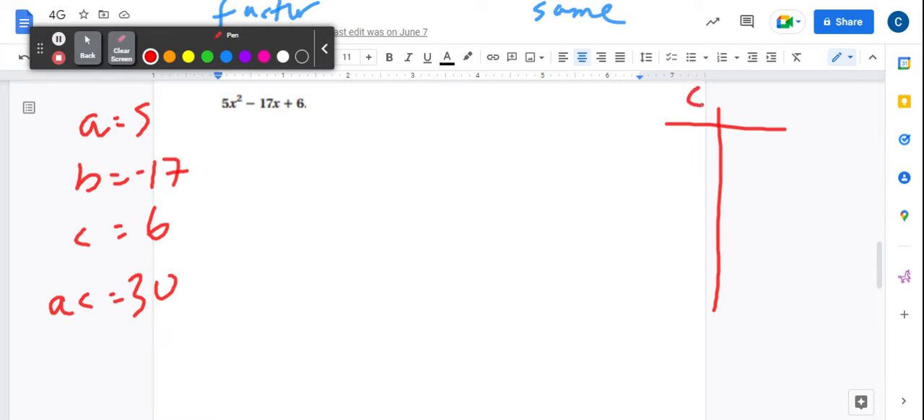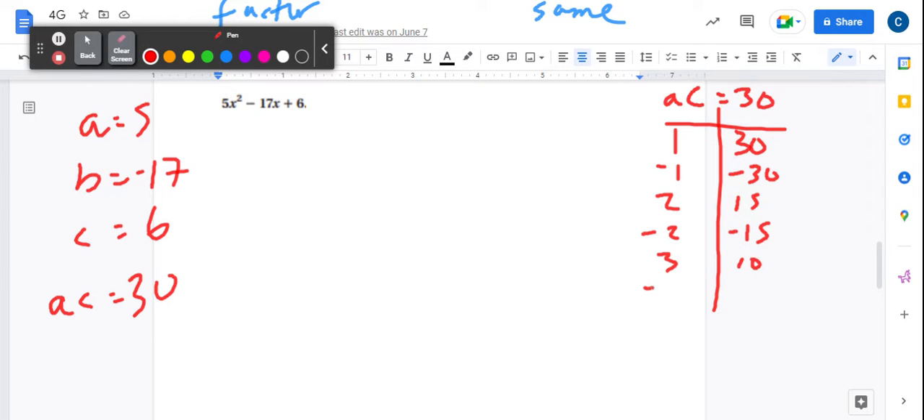So now we're going to make a table of values that multiply to 30. Table of factors that multiply to 30. So we have 1, 30, negative 1, negative 30, 2, 15, negative 2, negative 15, 3, 10, negative 3, negative 10, 5, 6, negative 5, negative 6. Because those are all the factor terms that multiply to 30.